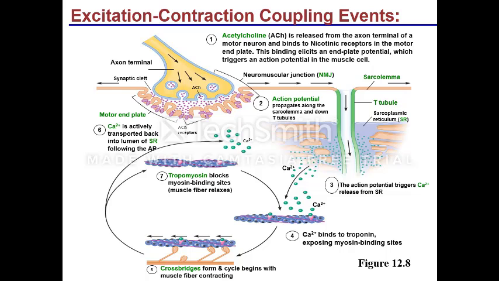Cross-bridge formation, shown here in step number 6, down near the bottom, in your figure 12.8 from your textbook, is where the force is generated. Okay, so the proteins can interact with each other through cross-bridge formation. This force is going to cause the sarcomere to decrease in length and shorten overall.